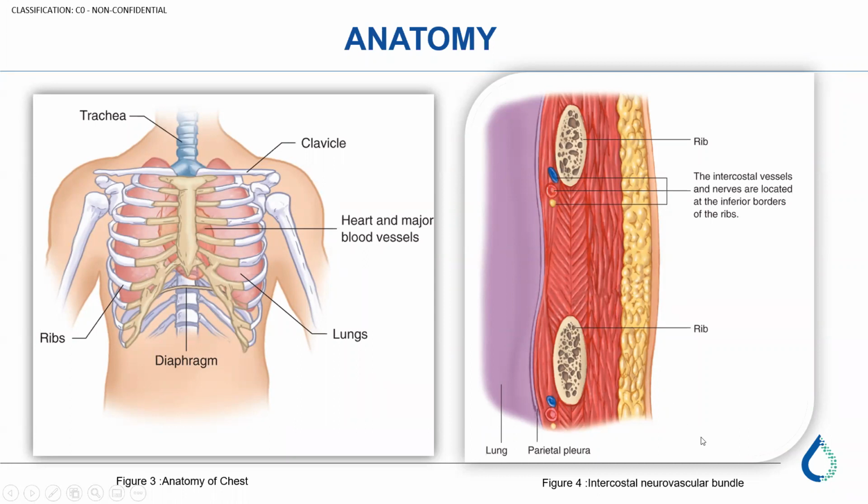On figure 4, you will see some information. The blue color represents the lungs, and there is such a thing as the parietal pleura or pleural space. This is just a potential space. Later, you will understand the role of this parietal pleura or pleural space. Also, in between the ribs, just for information, the intercostal vessels and nerves are located at the inferior borders of the rib, just below the ribs. You will understand why when we discuss tension pneumothorax. Let's move on.